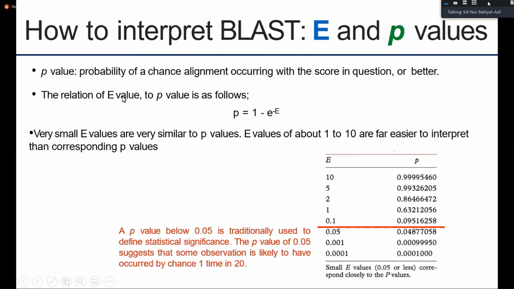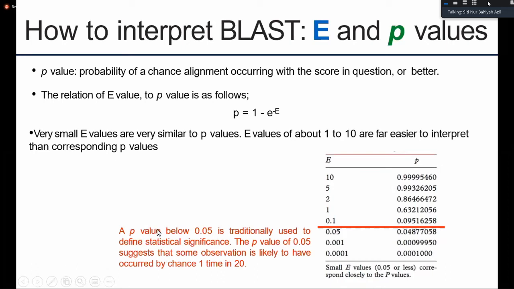So the relation of E value to P value is as follows, which is this formula: P equals 1 minus exponential of negative E value. Very small E values are very similar to P values. Okay, that's what we want to know and what we want to remember. E values of about 1 to 10 are far easier to interpret than corresponding P values. As you can see here, this is the E value from 10 to 0.0001 and the P value from close to 1 to 0.0001.